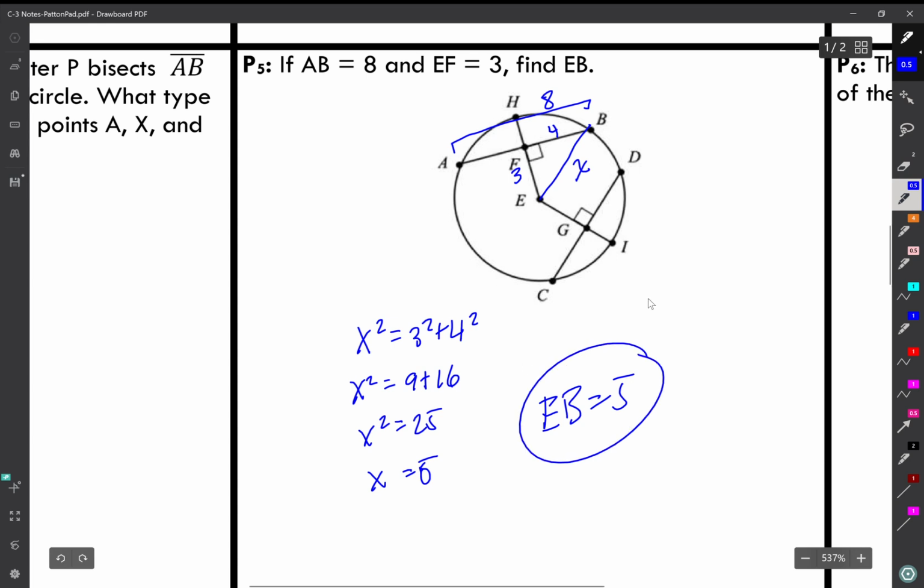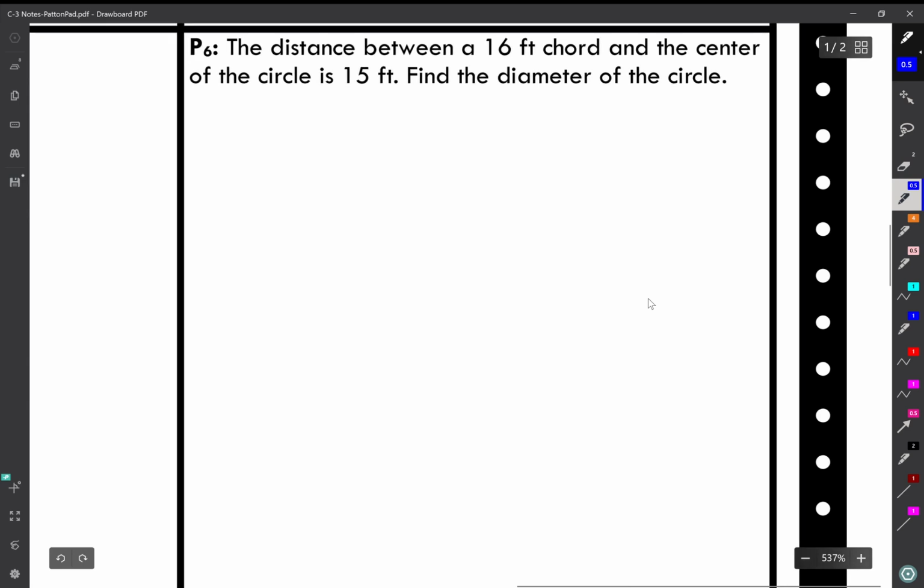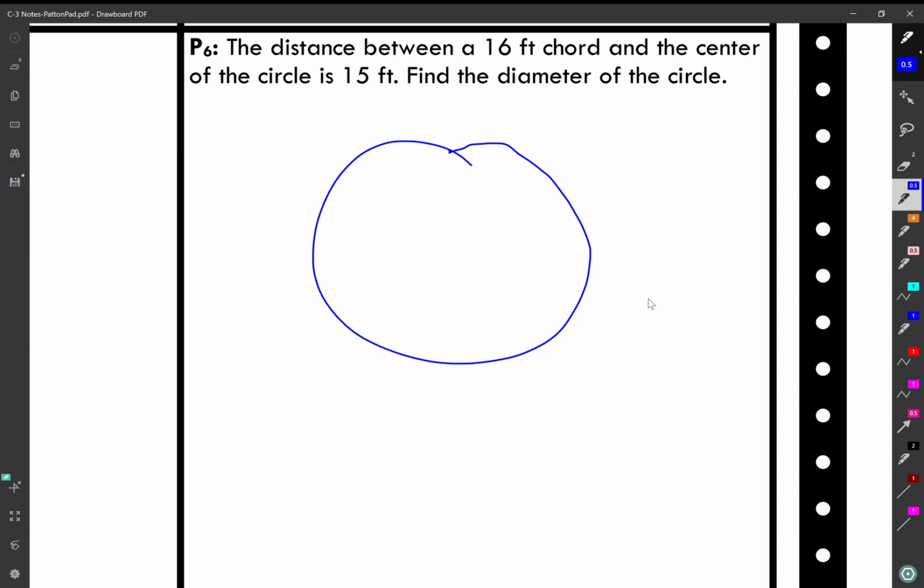Yay. Number 6. The distance between a 16-foot chord and the center of a circle is 15 foot. Find the diameter of a circle. First step, draw a circle. Okay, drew a circle. We know we have a 16-foot chord. Okay, so draw some chord. Okay, and then we draw the center of the circle. So we know the distance between the center of the circle and the chord is 15 foot. So that distance has to be a perpendicular distance. That's the shortest distance between a center and the chord.